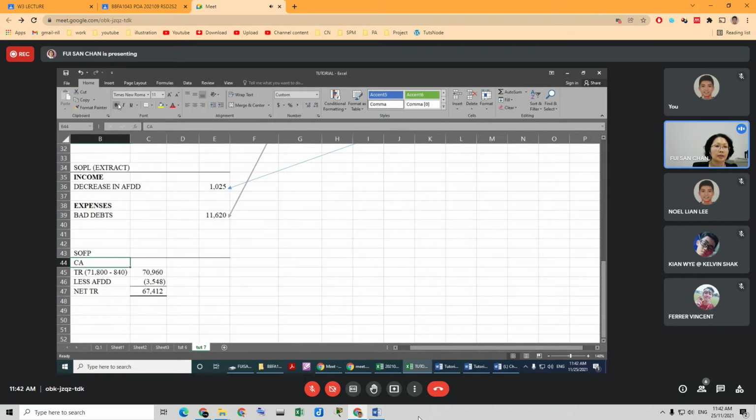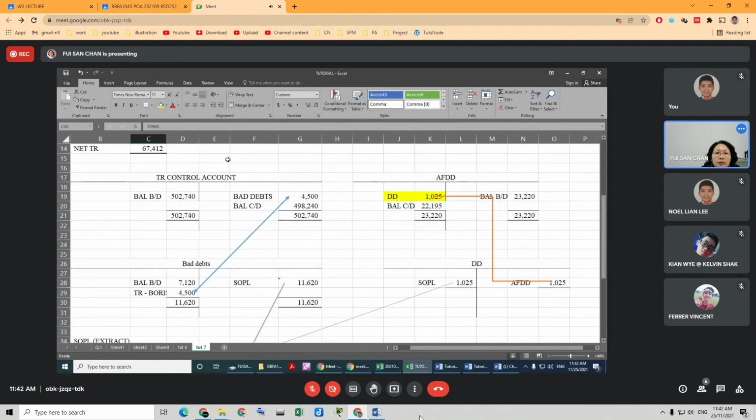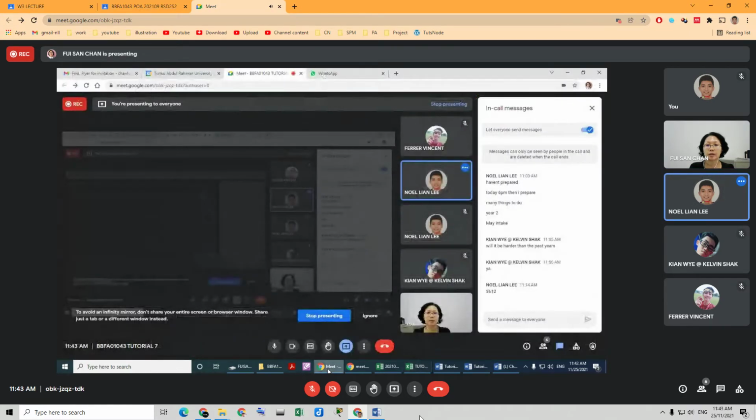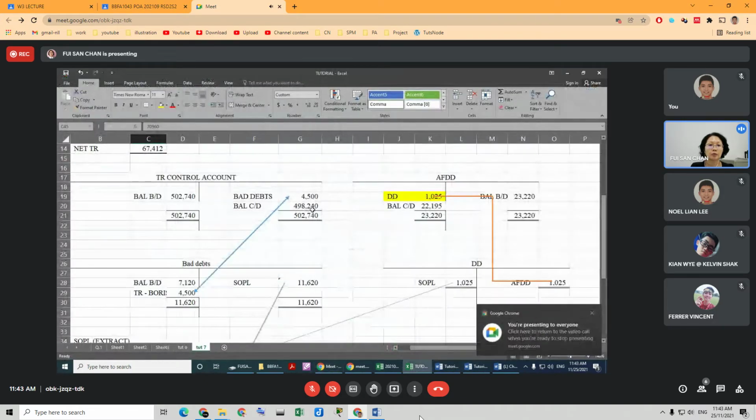So, current asset, then we have trade receivable now. So, how much is the trade receivable that you're going to put here? What is your trade receivable? What number? See from this account, how much is your trade receivable? From this account. Which one? The closing balance. Yes, the closing balance. The closing balance meaning 498240.